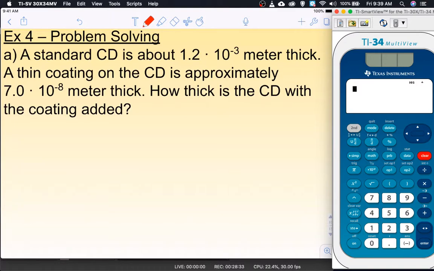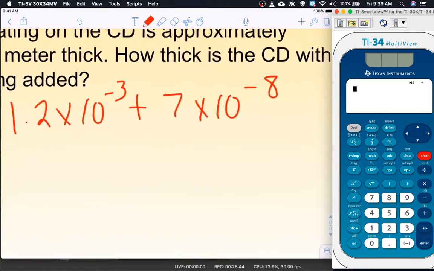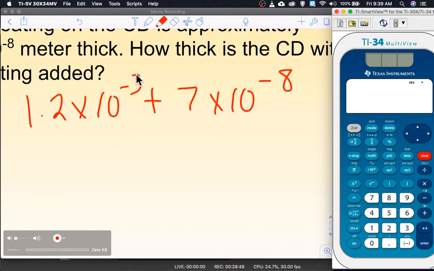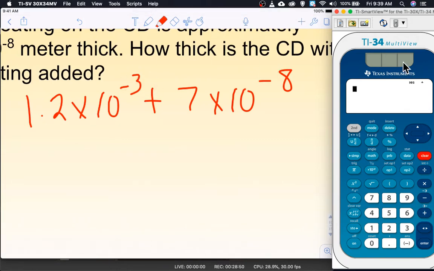Oh, okay, so we're just going to add these two numbers together. 1.2 times by 10 to the negative third plus 7 times by 10 to the negative 8th. If you remember, it is usually easier to make the smaller exponent match the bigger exponent, so I'm going to make this become a 10 to the negative third.